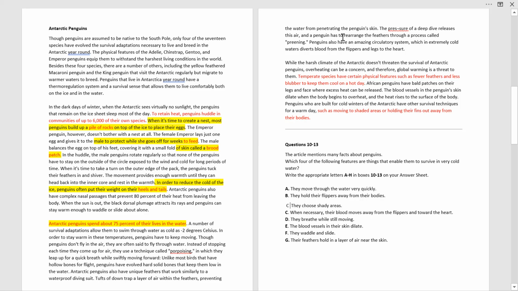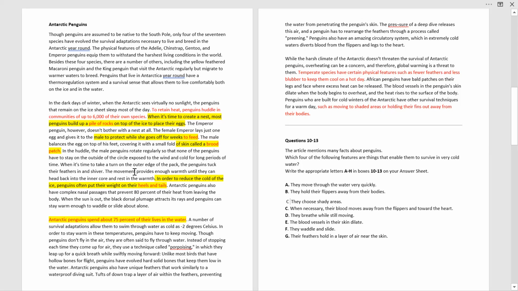So in which paragraph were we reading that? Yeah, here: a number of survival adaptations allow them to swim through water as cold as -2 degrees Celsius. In order to stay warm in these temperatures, penguins have to keep moving. So what they do is keep moving swiftly when they are in temperatures which are not suitable. So the first option comes right there, that they move through the water very quickly. They don't fly in air, they are often said to fly through water, so that means they swim this quickly through the water.